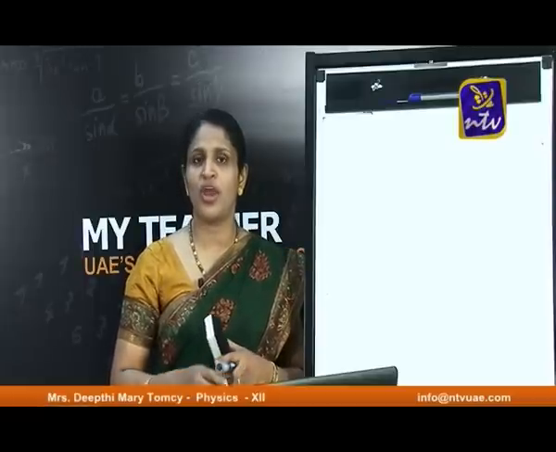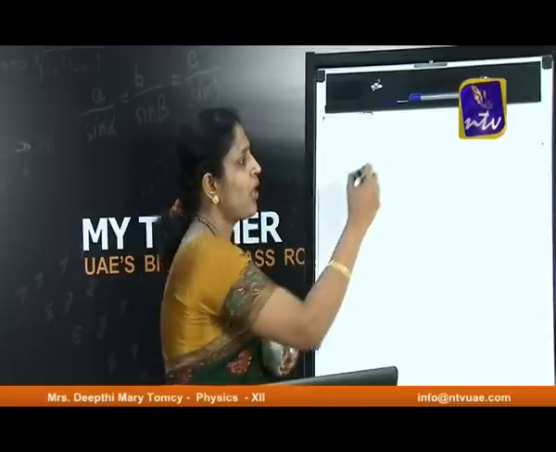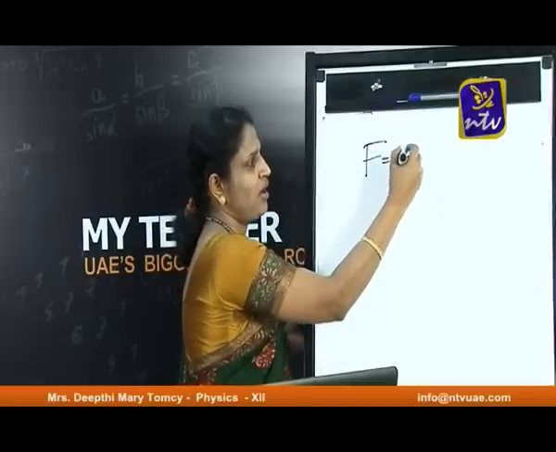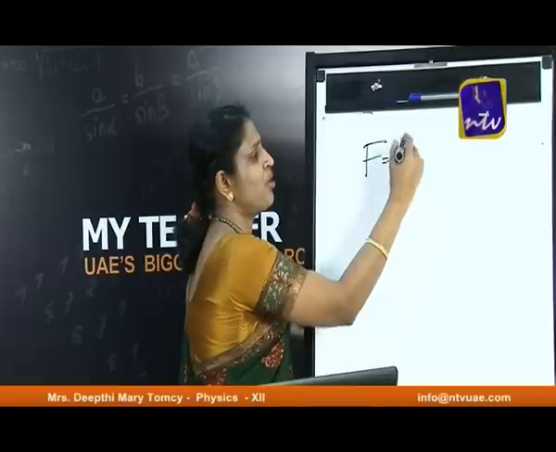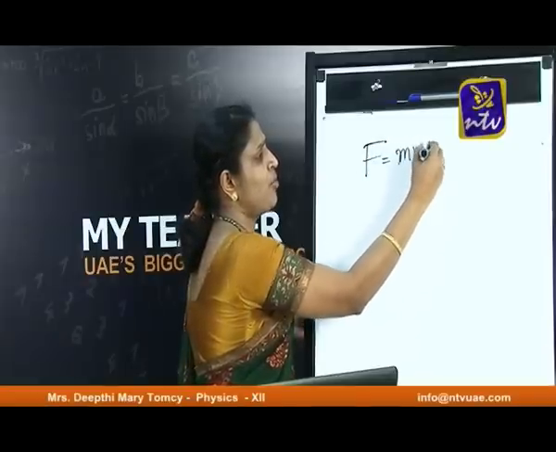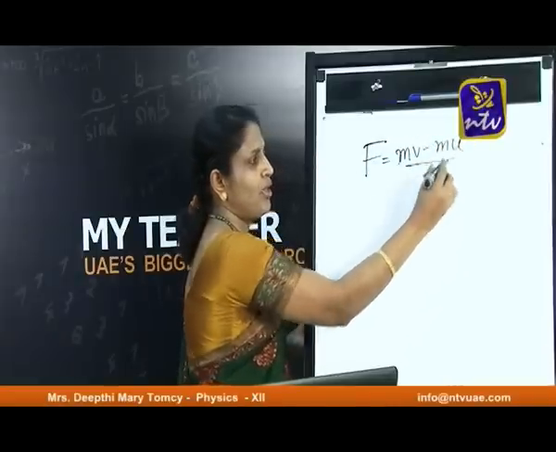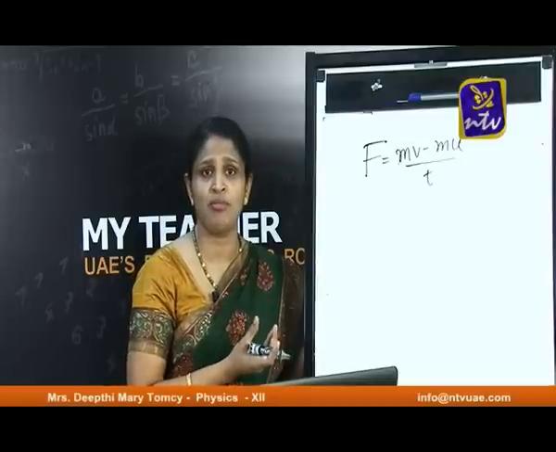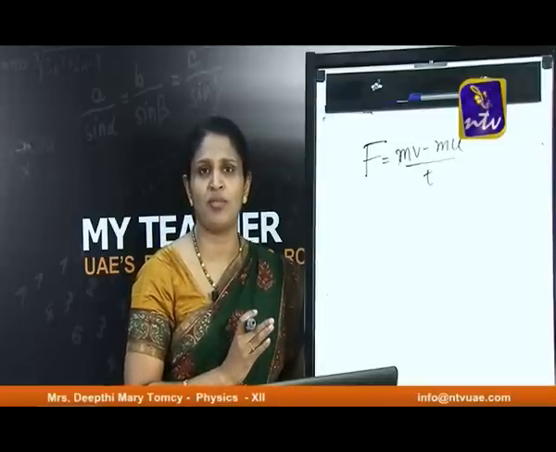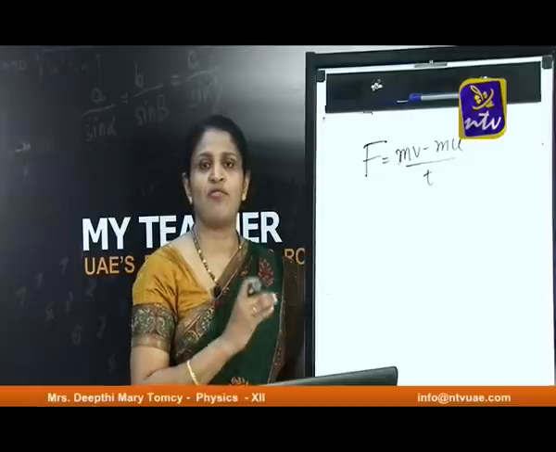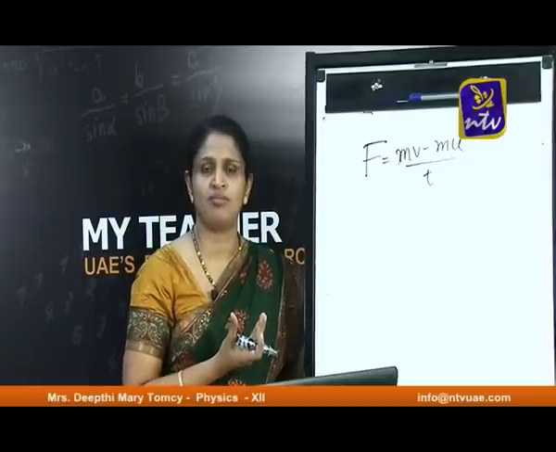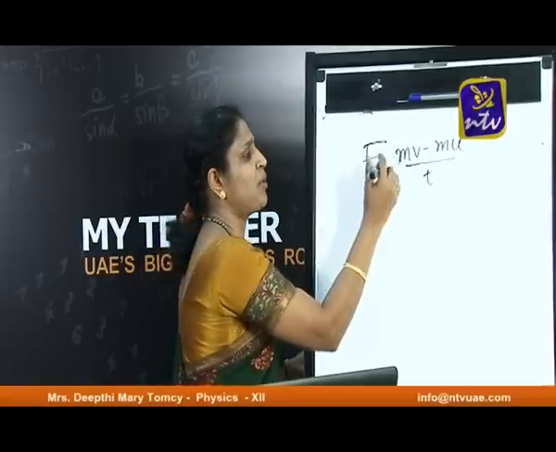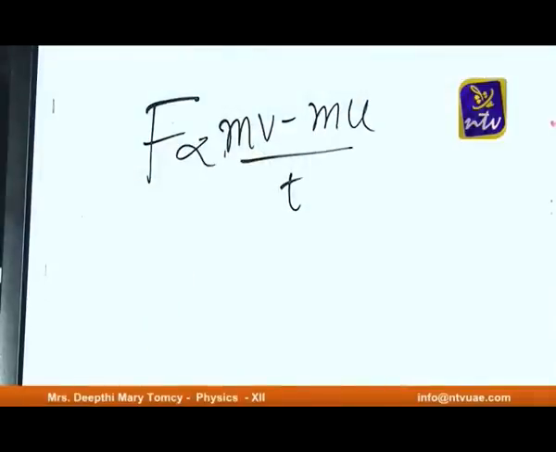Rate of change in momentum means you can see what I am writing on the board, of course. Rate of change in momentum means change in momentum divided by time. So I have written here mv minus mu. mv is the final momentum and mu is the initial momentum, correct? So mv minus mu will give you the change in momentum. That change in momentum divided by time is directly proportional to the force according to Newton's second law of motion.